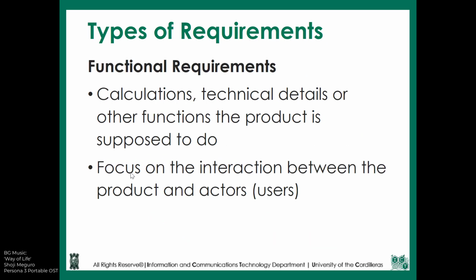So we have here types of requirements. These are the things that you would look into before you actually ask. So first of all, functional requirements. These are more of the technical details, so calculations, technical details, or other functions that a product is supposed to do. For this one, it focuses more on what the system or the product can do for the actors or the users.